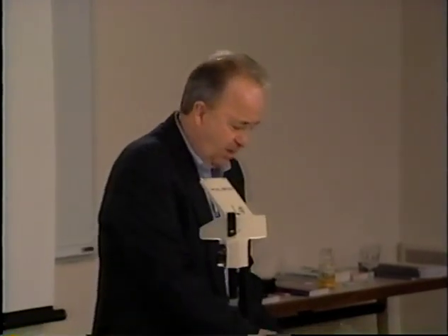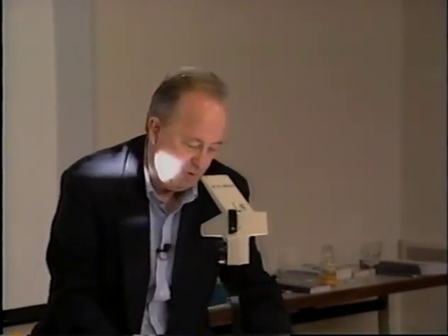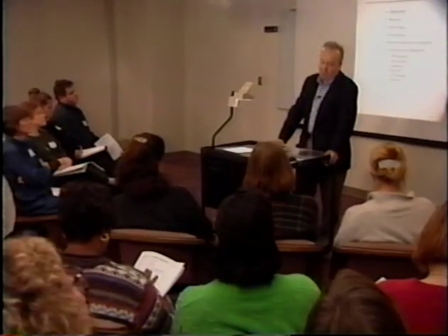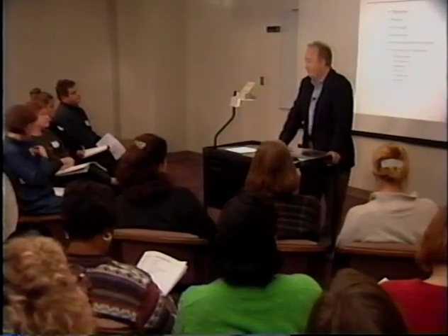So we need to reach out to the kids' system. And who is that? Well, it's a variety of people. Here's a list, one possible list. Basically, it's a list of the important people in the kid's life. In particular, parents and peers, but it could be other people also. It would be nice if these people were part of the team. Unfortunately, too often, they're part of the other team, if you know what I mean.